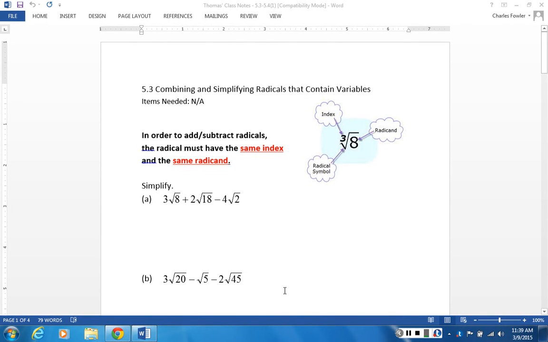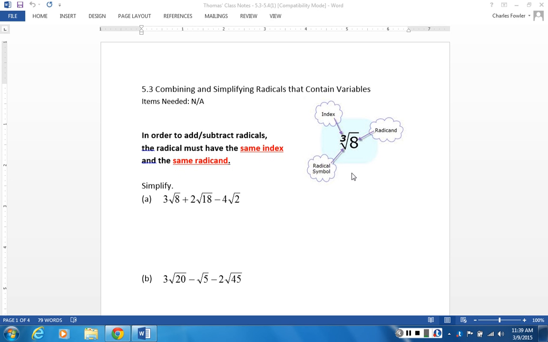Hi there, Math 100. This video will be on combining and simplifying radicals that contain variables. So the first thing I want you to see, it says in order to add or subtract radicals, the radical must have the same index and the same radicand.